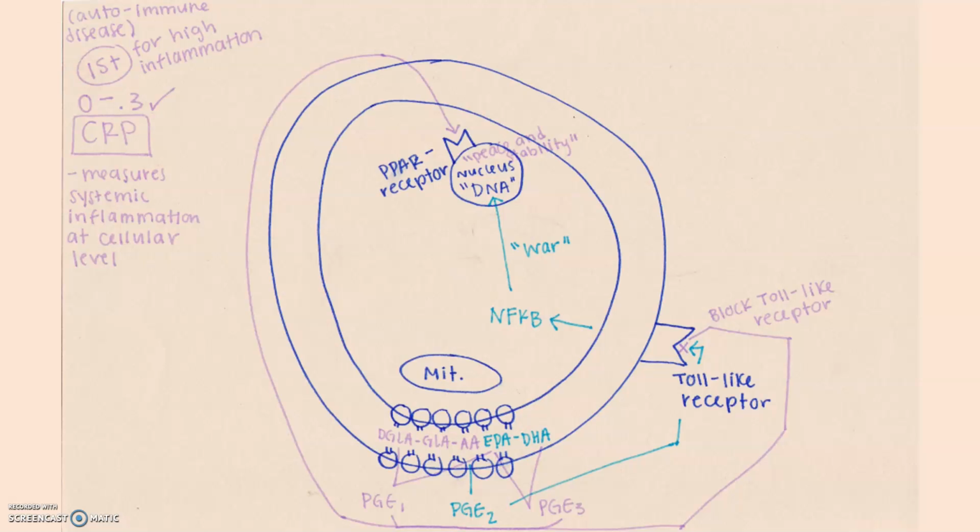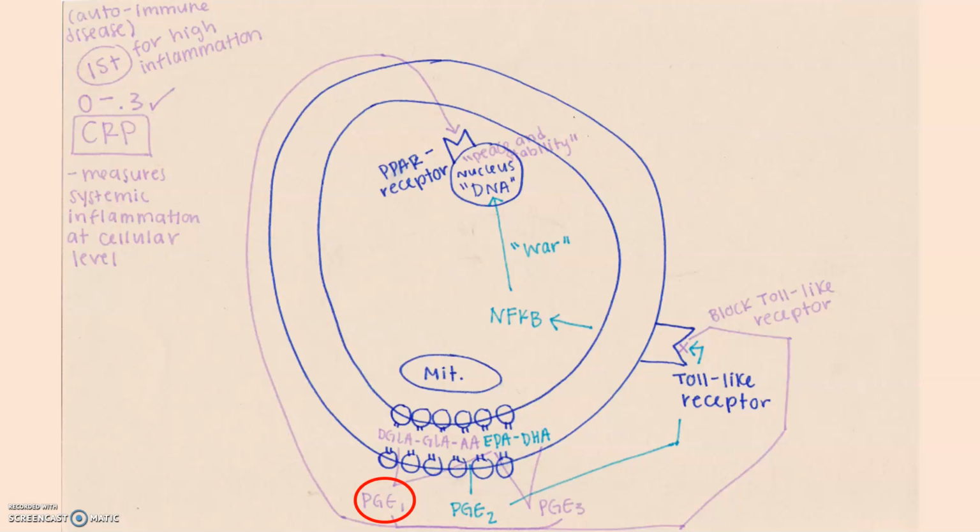And then beneath that, we see our three different PGEs that are created. As you can see with the arrows coming out, they're each created from a certain omega-6 or omega-3 or a combination. So first, we have our PGE1, and our PGE1 is going to be made from a combination of DGLA from omega-6 and EPA from omega-3.